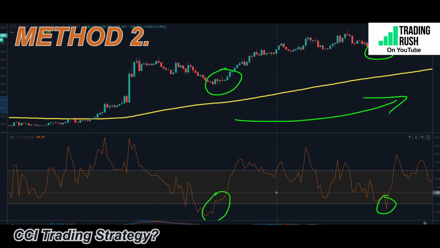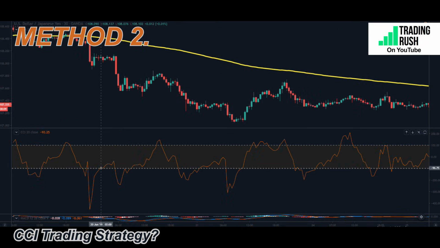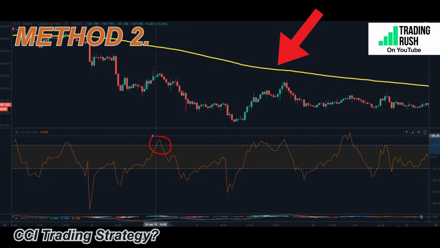We can even use the 200 moving average to avoid false signals. If price is above the moving average, we will only take buy signals given by the CCI indicator. Similarly, if price is below the 200 EMA, we will completely ignore the buy signals given by the CCI.